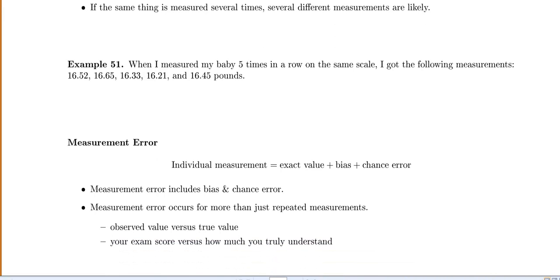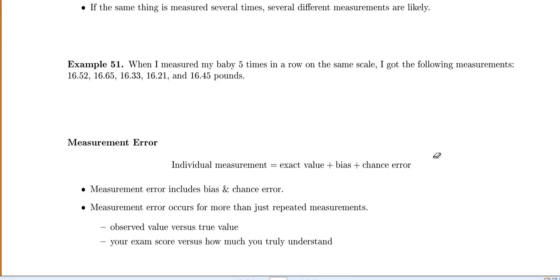And so we've come up with this model for measuring items. And we're going to talk about measurement error. So what we do is we say that an individual measurement, so like one of these measurements when I measured my baby, the individual measurement is made up of the exact value, so my baby's true weight. If you had an incredibly precise scale, that would be the true weight. Plus some bias, which we'll talk about what bias is, plus some chance error. Okay, so the measurement error itself includes bias and chance error. So all the bias plus chance error, that's your measurement error. So you have your exact value plus some kind of error, gives you the actual measurement you get when you measure your baby's weight.